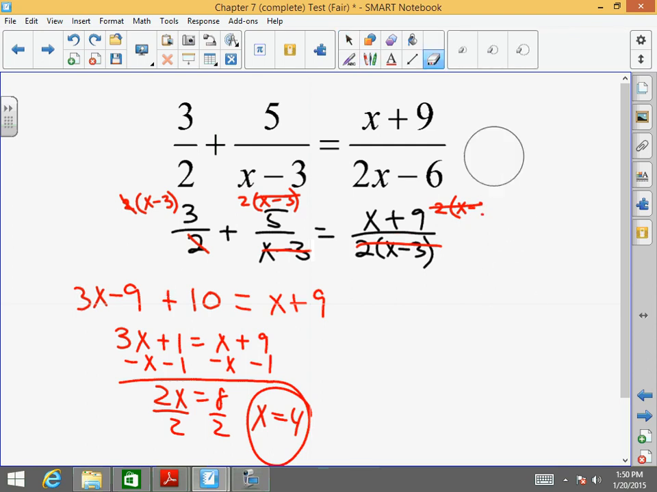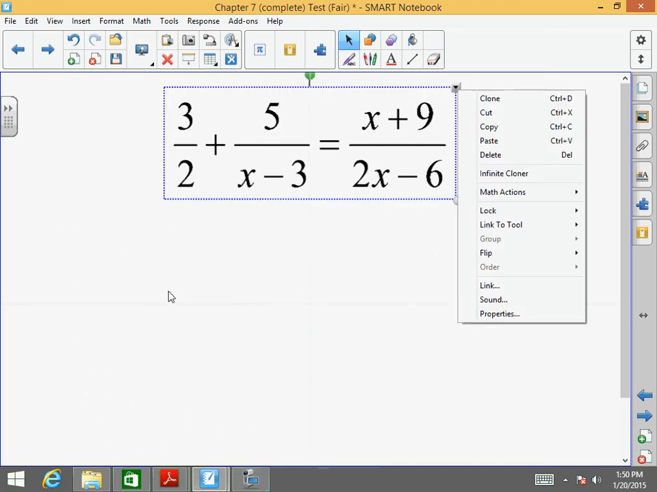Okay? Got to get rid of that denominator. You got to eliminate the denominators there. Different than adding.